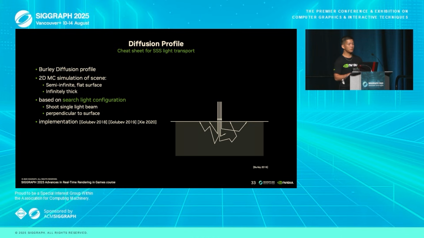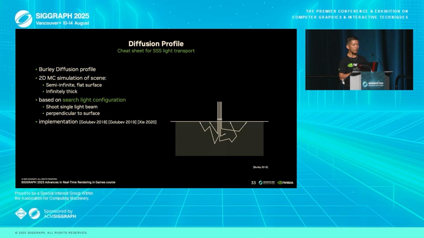The widely used profile in game rendering is based on Burley 2015's work. I want to lay more emphasis on how the profile is built. The Burley diffusion profile is built based on Monte Carlo simulation and curve fitting under the so-called searchlight configuration.